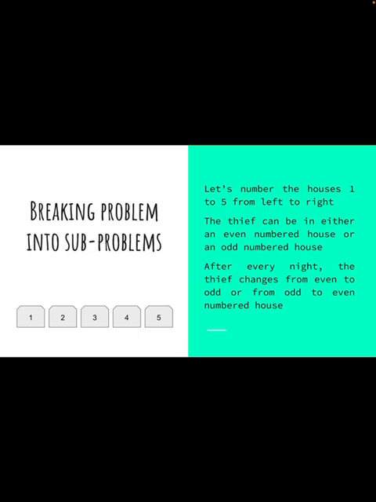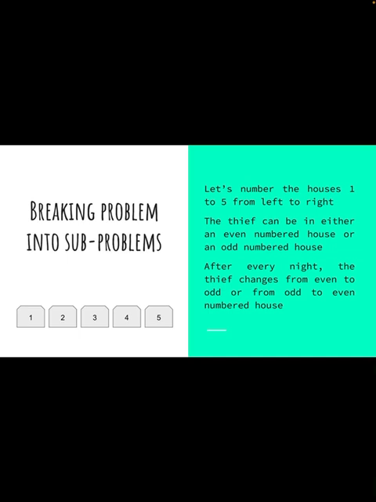So let's number the houses 1 to 5. This is how it would look in a straight line, right? And now the sub problems could be the thief could be in an odd numbered house, or it could be in an even numbered house, right? So we can solve both the cases separately and see how we can connect them into a solution. So that would help us to solve the problem, right?